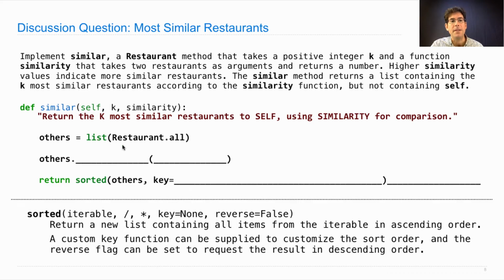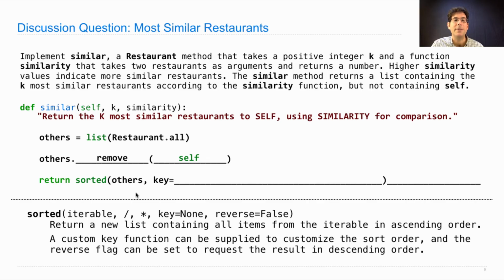Others is a copy of the list of all restaurants, and we need to remove this restaurant, which we do using the remove method. And what do we pass in to tell it what to remove? Self. That's the element of the list of all restaurants that we do not want to include in the list of similar restaurants. The key function for sorted, just like the key function for max and min, must be a one-argument function referring to an element of the others list.